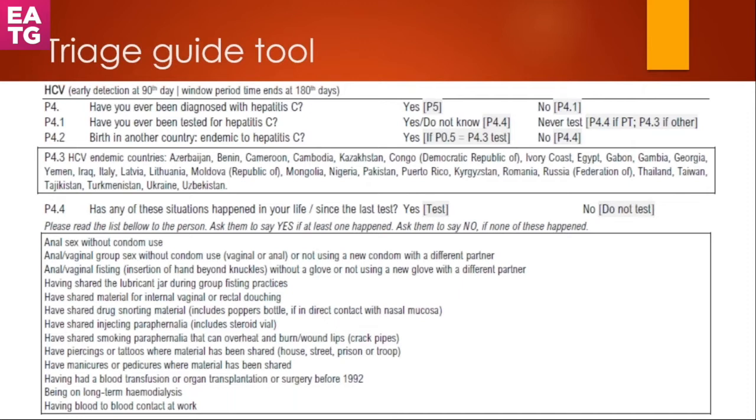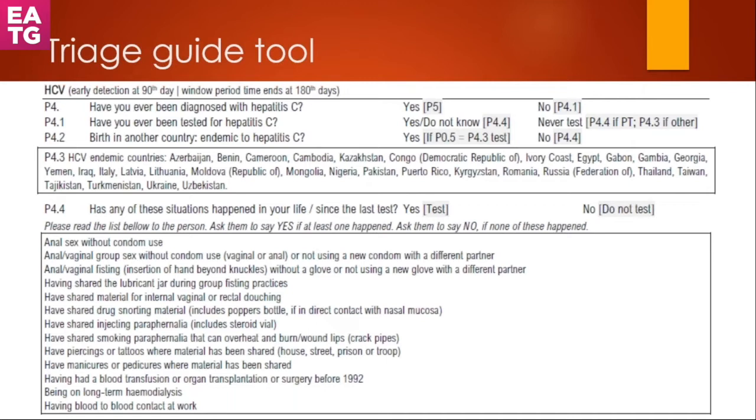If they say they were never tested, then we see if they were born in an endemic country. Because if they were born in an endemic country, we should test, and it's not necessary to ask the other questions below. If they say no, because they were not born in an endemic country, then we ask the questions below.